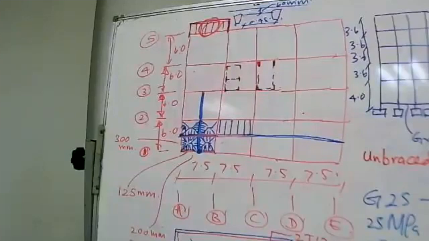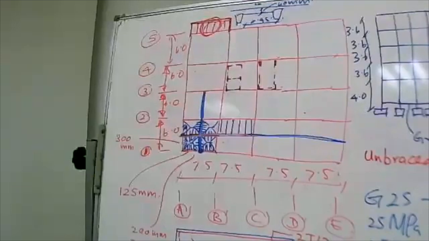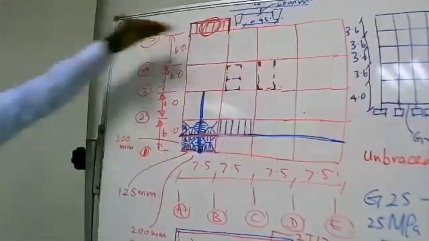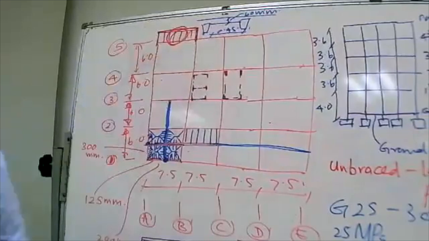Otherwise you have to design it as a cantilever, not as a simple thing. It's wrong to design it as simply supported, because it's very, very unlikely that it will behave as a simply supported span in this way. It will always, the center part will try to behave as a cantilever. So don't do that.